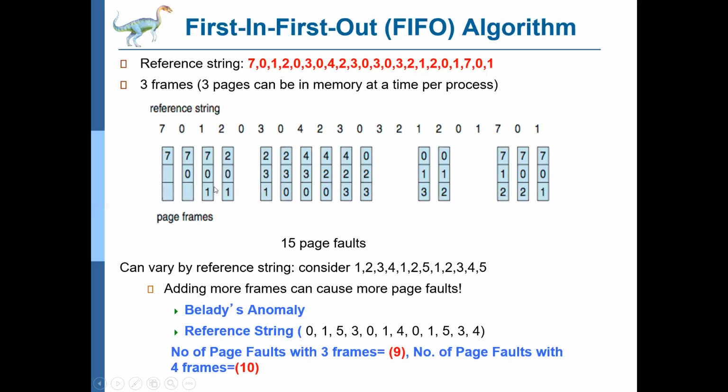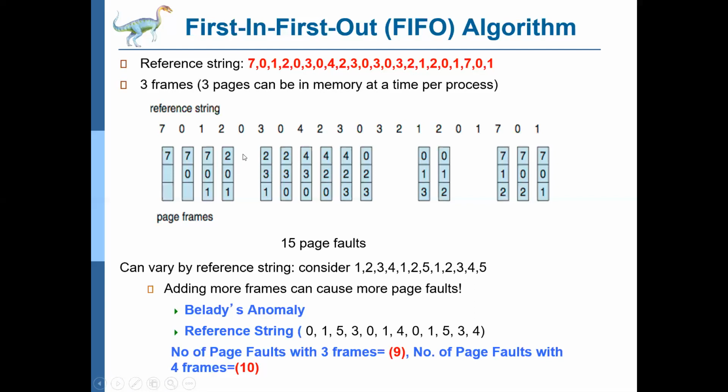Is 2 present over here? No. So if it is not there, that means 2 has to be included over here, but it will replace one of the pages. Which page will be replaced? Here it says first in, first out. So which is the oldest page? 7. So it replaces the 7 over here. The next page to be referenced is 0. 0 is present over here, so it is not a page fault, because it is found in one of the frames.